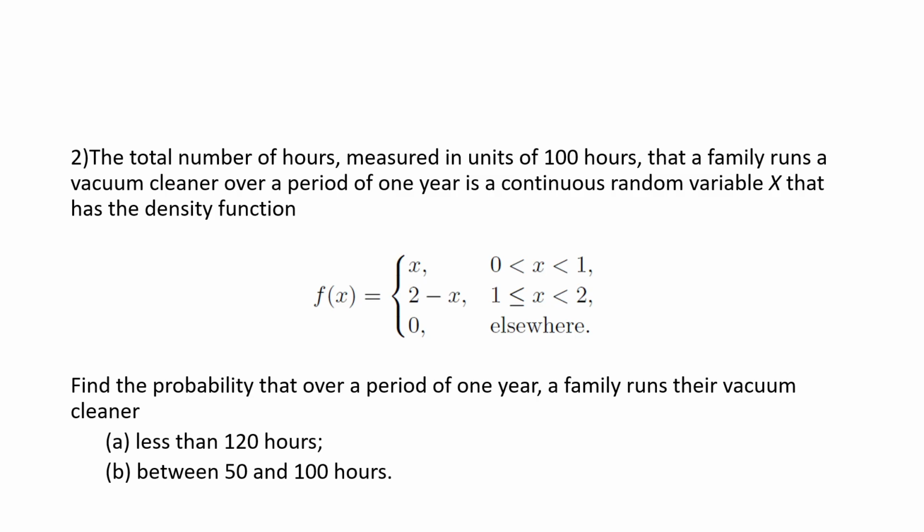Okay, write down this. The total number of hours, measured in units of 100 hours, that a family runs a vacuum cleaner over a period of 1 year is a continuous random variable that has density function x in case of 0 to 1, 2 minus x in case of 1 to 2. Find the probability that over a 1 year the family uses the vacuum cleaner less than 120 hours and between 50 to 100 hours. Okay? So write down the question.